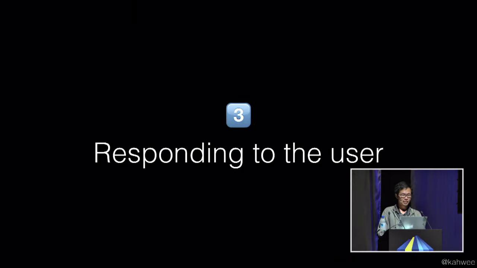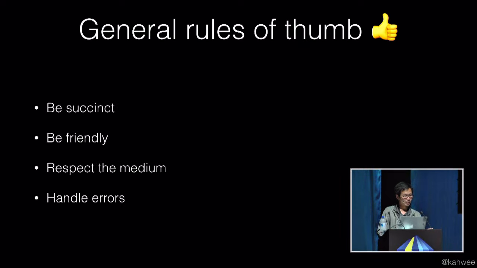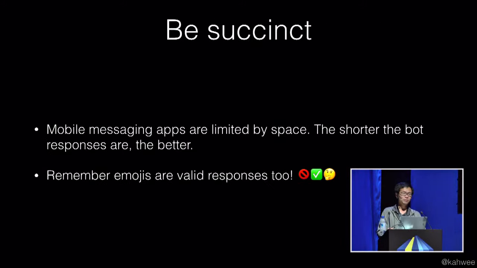Okay, so the next is about responding to the user. The general rules of thumb is that you need to be succinct, and you need to be friendly, respect the medium, which in my previous case was Facebook, and also you need to figure out how to handle the errors if there are any. Try to give the simplest and clearest answers, because mobile messaging apps are typically limited by space, and you wouldn't want to return a whole bunch of text where they have to scroll and scroll to figure out where they have to read. The shorter the bot responses are, the better.